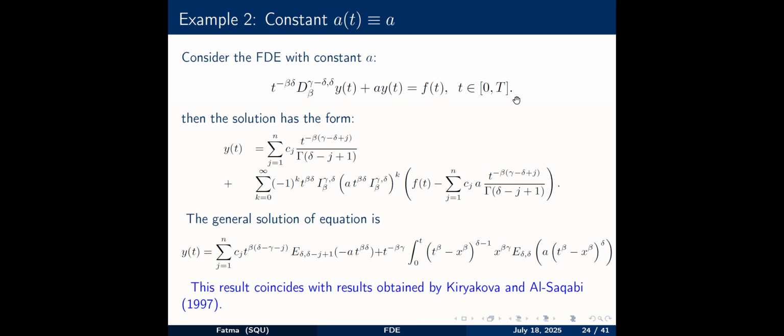For the constant case, consider another example where the variable coefficient is constant and we consider only one derivative. The equation becomes like this, which is a differential equation with Erdélyi-Kober derivative, but here there is some power function. Again, applying the theorem, we get this series solution. But this solution can be simplified, so one can simplify it and do some iterations. We get this general formula, so we get the solution in terms of the Mittag-Leffler function. This result coincides with the results found by Kiryakova and Saigo in 1997.